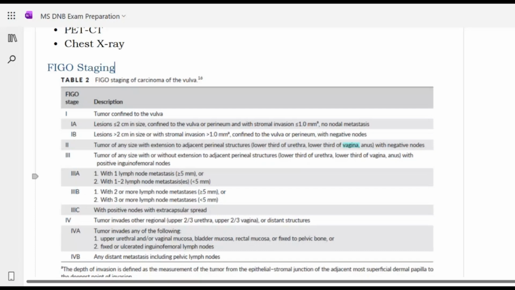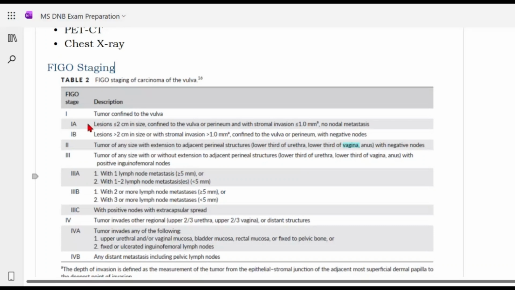Now in stage 3, where the lymph nodes are involved, there also you have to know three things, you remember very well. One is the number of lymph nodes. Second, size of the lymph node. And third, extracapsular spread. Now we will go into the detail of this FIGO classification.